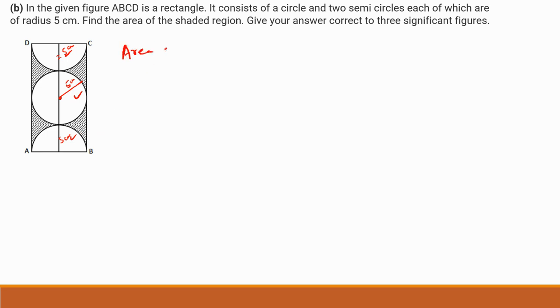So area of the shaded region equals total area, right? First, this is the total area we have to find, minus we have to subtract this circle, the area of the circle.